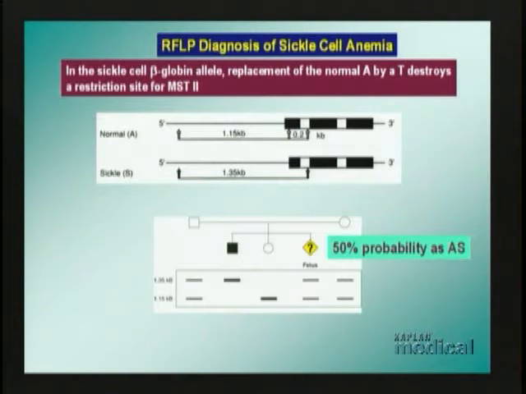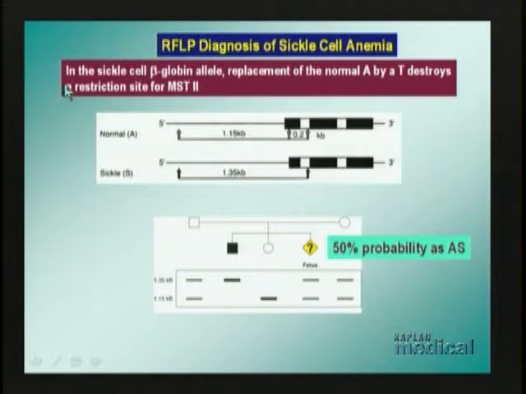You don't have to memorize this, but in the sickle cell beta globin allele, there's a replacement of a normal A nucleotide by a T, which destroys a restriction site for an endonuclease called MstII. You know from pathology as well as biochemistry, when the A got mutated to a T, that converted the amino acid glutamate to valine, and as a consequence the beta globin protein is malformed and doesn't work properly. But now a mutation of the A to a T can be used in genetic testing.